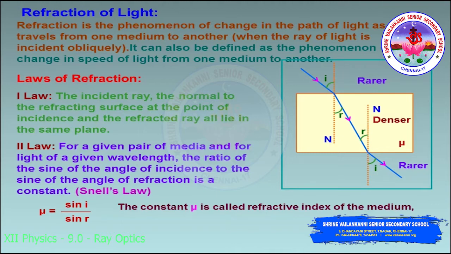Now we can express the refractive index in terms of the speed of light. The refractive index of a medium for light of a given wavelength is the ratio between the speed of light in vacuum and the speed of light in the medium. So we can say mu equals c by v, right?